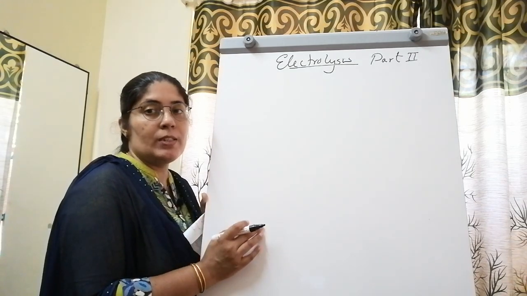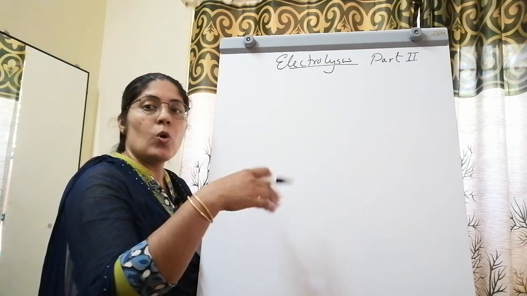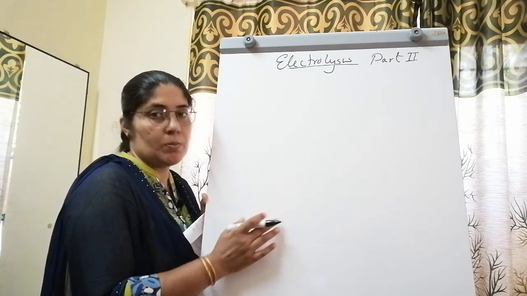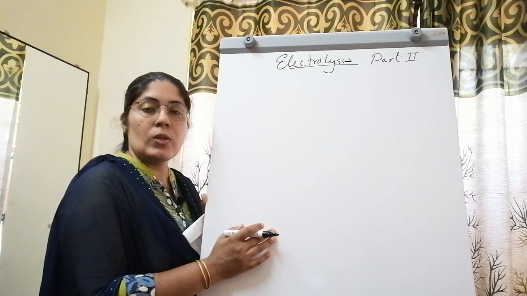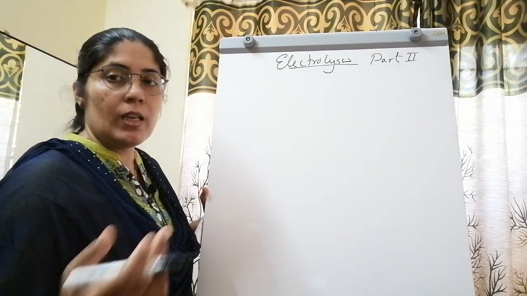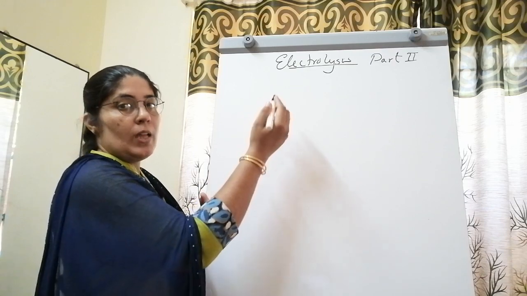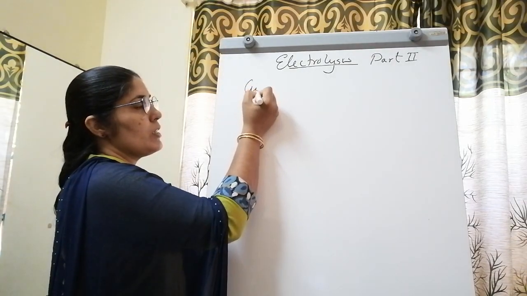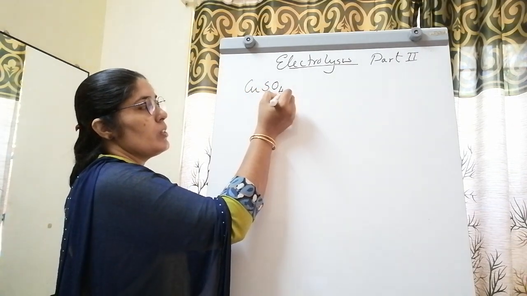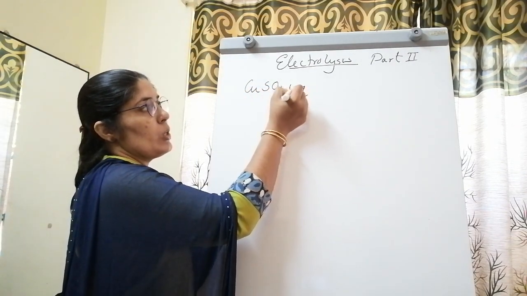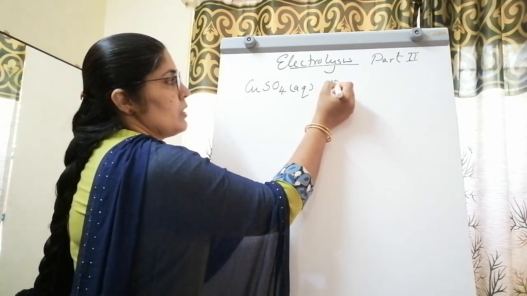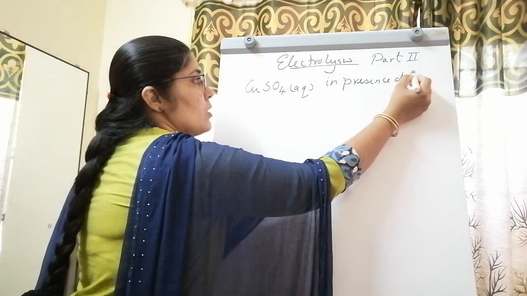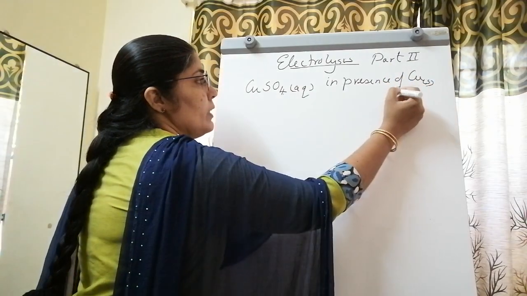So today we shall be discussing active electrodes, which are going to participate in the reaction. Let's go to an example with an active electrode, that is, electrolysis of copper sulfate, an aqueous solution in the presence of solid copper electrodes.